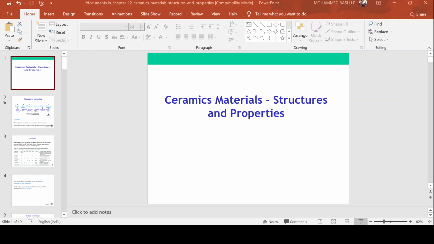When you see the different classes of ceramics, these are the different types one can see: the glasses, clay products, refractories, abrasives, cements, and advanced ceramics. Glasses are normally used for optical properties and containers. We know already that they are used as containers.